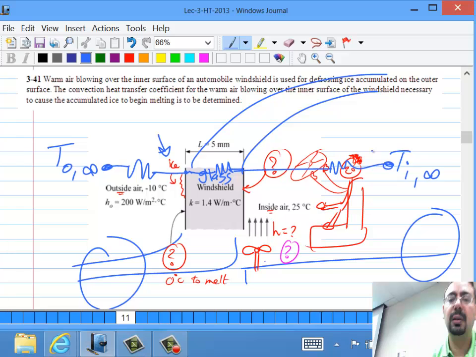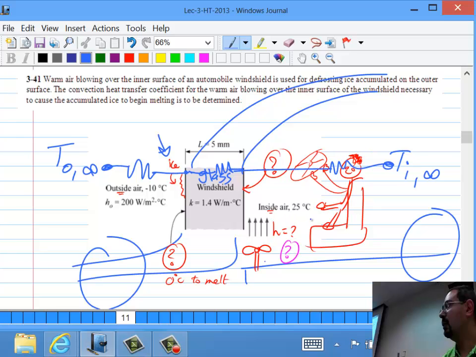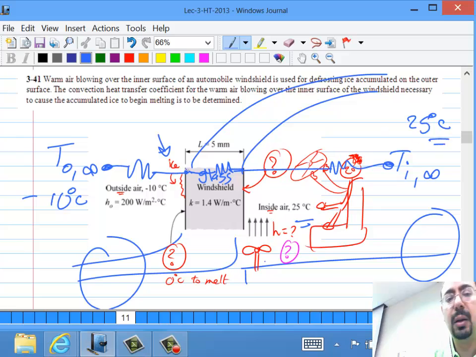So the air inside is at 25 degrees. Your cabin is hot. The heater is doing a good job. The air outside is minus 10 degrees. So 25 degrees here, minus 10 degrees over there. And which way would the Q go, do you think? The Q will go from the 25 to the outside, right? The heat transfer will flow from the hot to the cold.